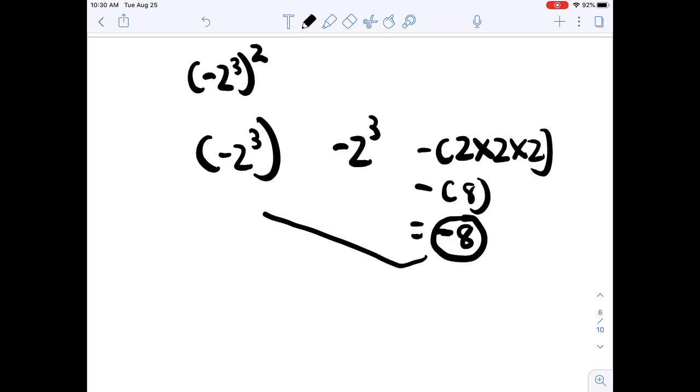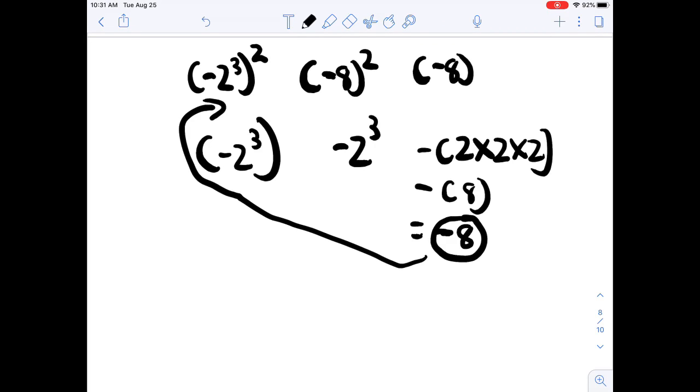And so if we were to plug it back into here, we'd get -8 to the power of 2. And because the negative is included in the 8, we include it when you write it as repeated multiplication. So it becomes -8 times -8, which equals 64. And this is our final answer.